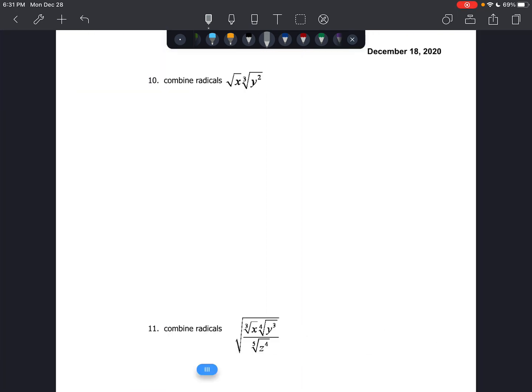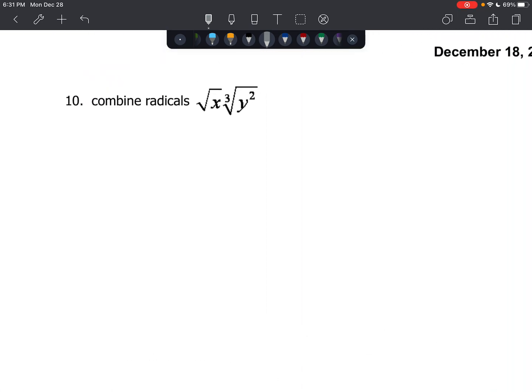Okay, here's 2 more problems that we have for you. And in one of these problems, I'm going to explain something really important, so hopefully you'll be listening. We're going to combine these radicals. We've got the square root that we want to combine with a cubed root. A square root with a cubed root. First step is to rewrite as rational exponents. So rewrite in exponential form.